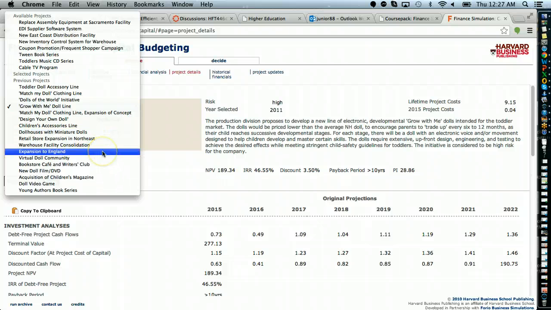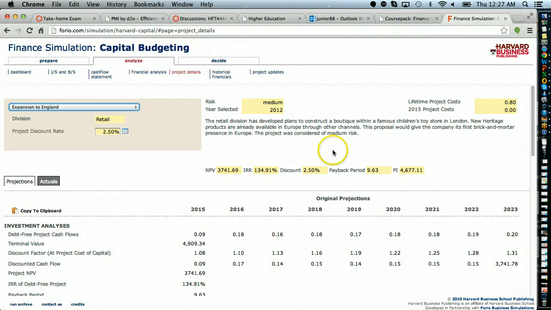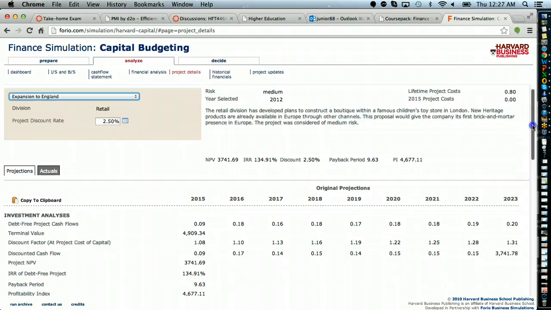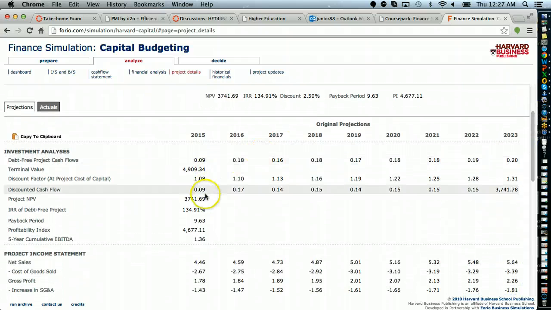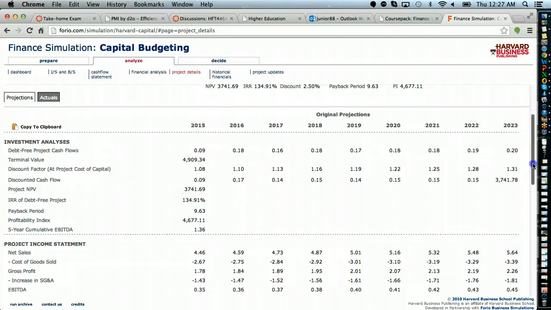Let's look at just one more, and then we'll call it off. Okay, expansion to England. See this lifetime project cost 0.8. It's cents. That's nothing. It was inexpensive. Payback period 9.63. So it's going to take a payback period of 9.63 and it's only going to cost me 0.8. And the project discount rate was 2.5. Okay. What's the NPV? 3,741. Clearly, again, that's not the accurate NPV, but it is a positive cash flow.